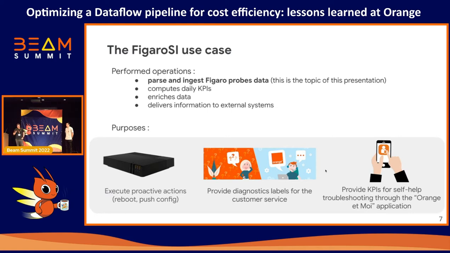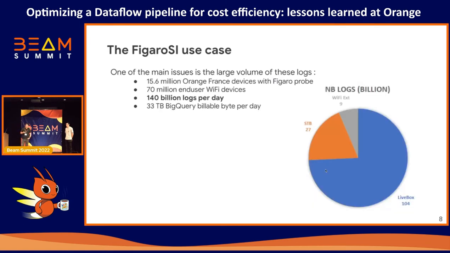So after this quick presentation, let's see what our main issue is. The main issue is mainly related to the very large volume of this data. There are about 15 million Orange France devices with an active Figaro probe. Connected to these devices, there are about 17 million end-user Wi-Fi devices. Here, when I speak about end-user Wi-Fi devices, it's the devices of the customers, like mobile phone, tablet, computer, or any other smart Wi-Fi devices connected to the Orange devices.